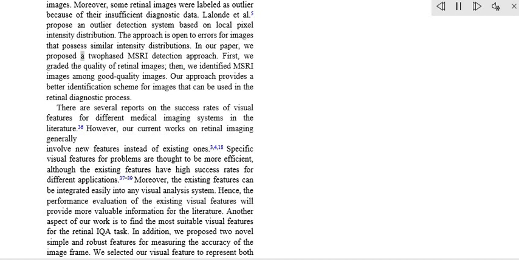In our paper, we proposed a two-phased MSRI detection approach. First, we graded the quality of retinal images, then, we identified MSRI images among good quality images. Our approach provides a better identification scheme for images that can be used in the retinal diagnostic process.